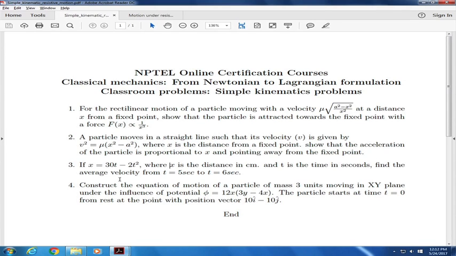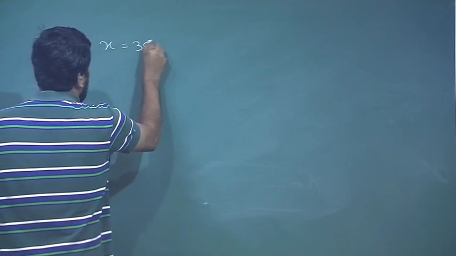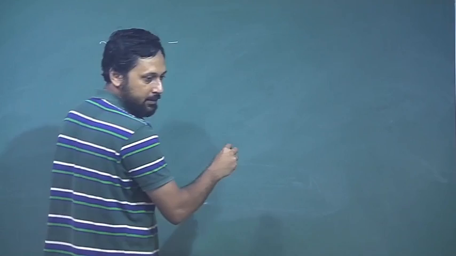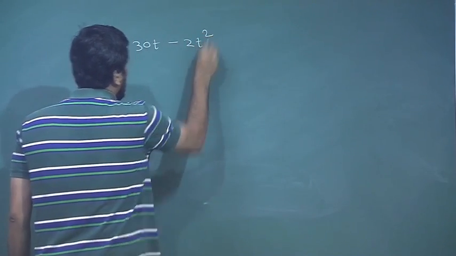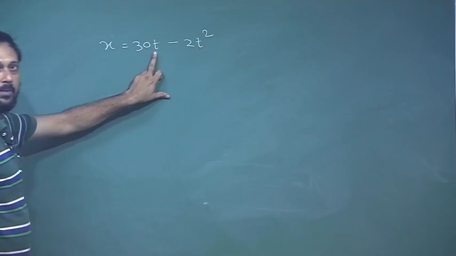Let us move to the third problem. The third problem says the distance x is given as a function of time t, which is x equal to 30t minus 2t squared. We have to find the average velocity between time t equal to 5 seconds and time t equal to 6 seconds. So let us start with the expression of x, which is 30t minus 2t squared, t being the time here.